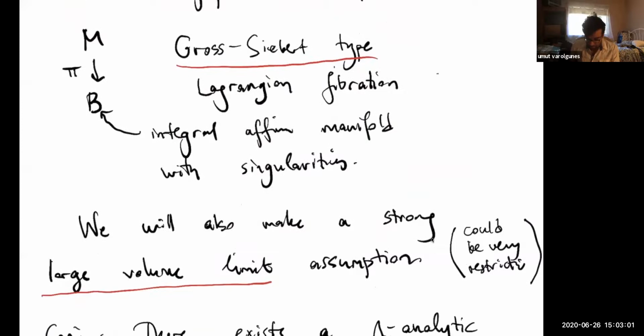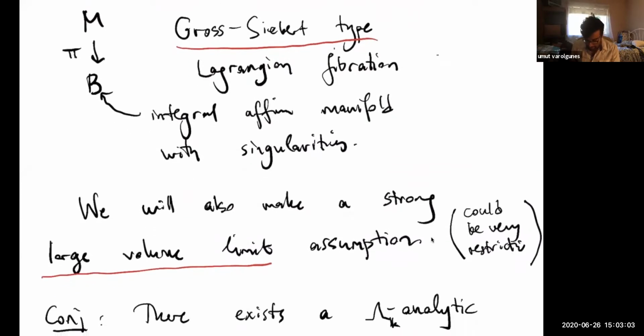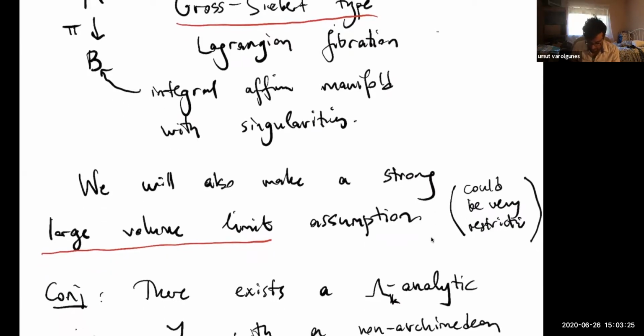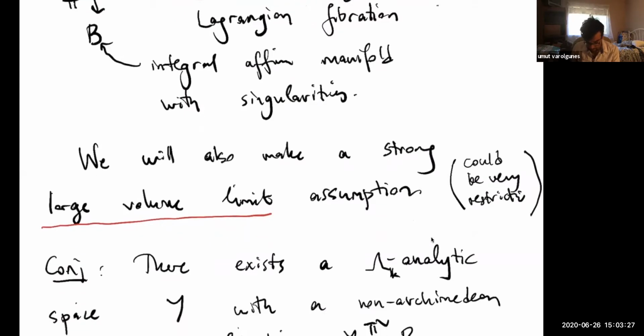On top of that, I will also be making some kind of very strong large volume limit assumption. I don't know how restrictive this is, but the methods that I'm going to explain work under this assumption. There might be other things that work under weaker assumptions. I'm not saying this is the only place where things might work. It's just the particular aspect that I will explain today.